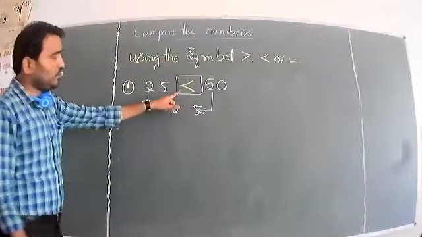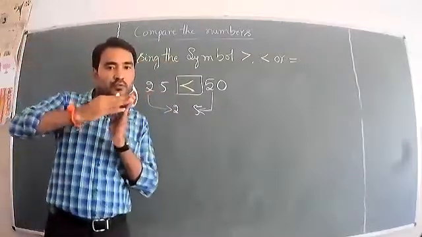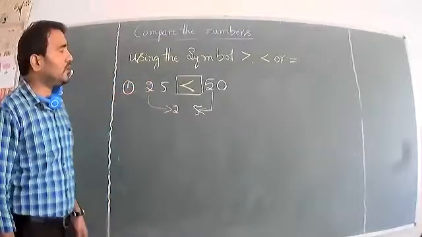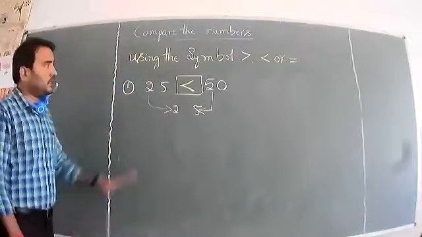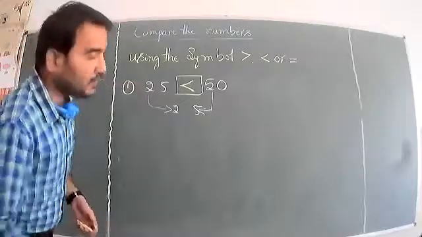How do we show the arrow mark? The arrow side closes toward the smaller number. So now it is shown using the symbol. Now I will go to the second example.